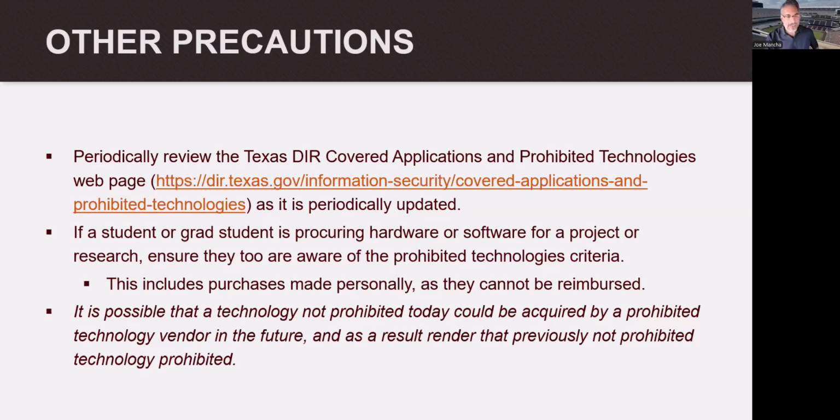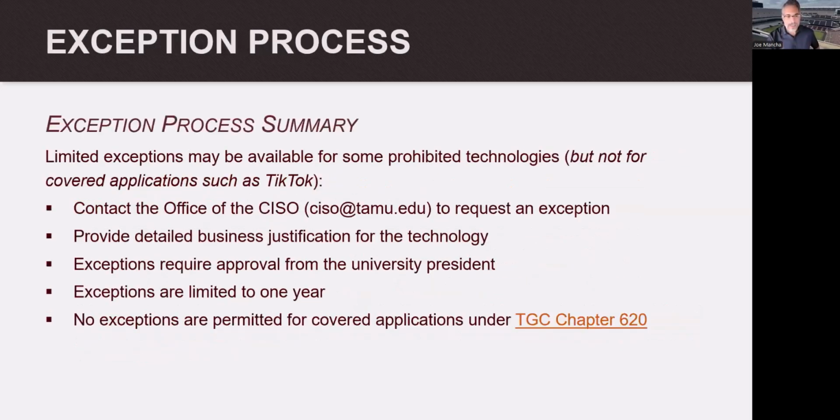And finally, on this last section on the exceptions process, there are limited use cases involving prohibited technologies that are eligible for exceptions. Covered applications are eligible for exceptions for law enforcement, public safety investigations, and developing or implementing information security measures. Prohibited technologies are eligible for the same three exceptions for covered applications, plus enforcement of system-owned intellectual property rights and research.